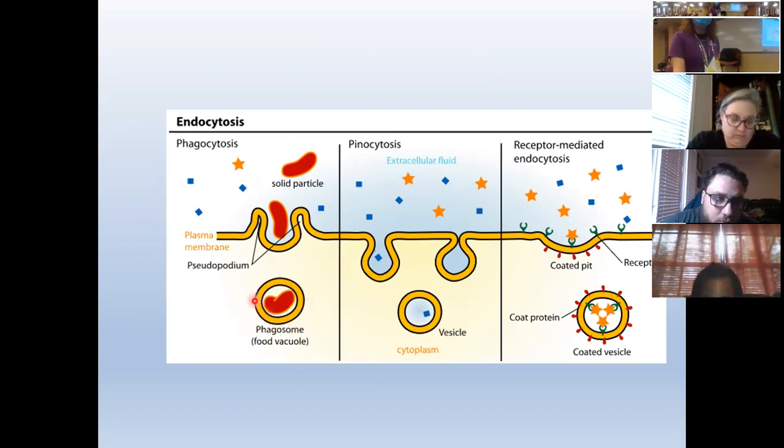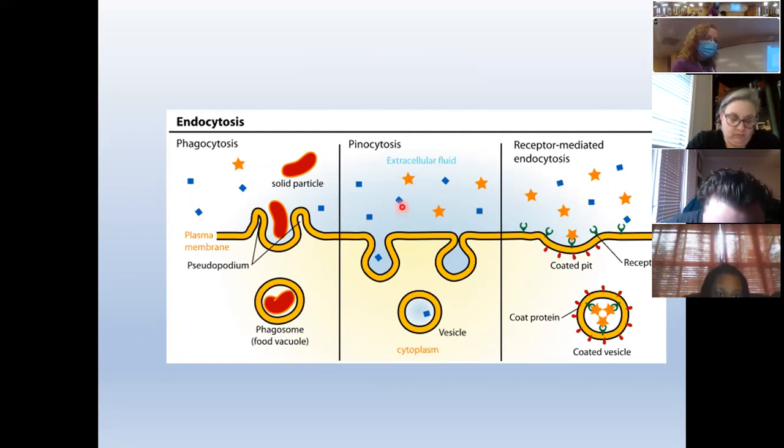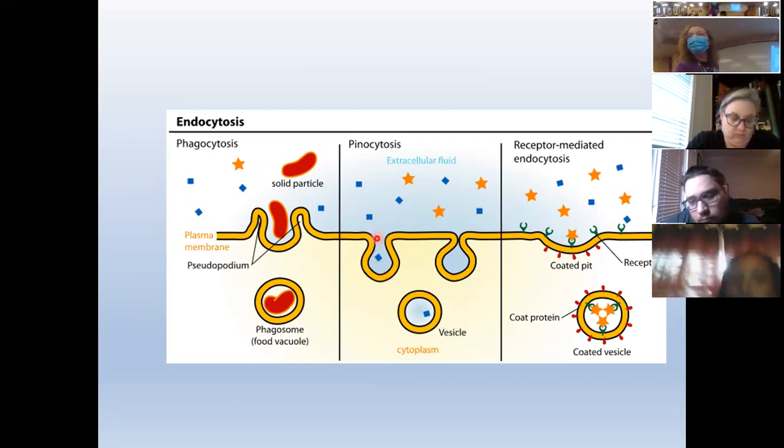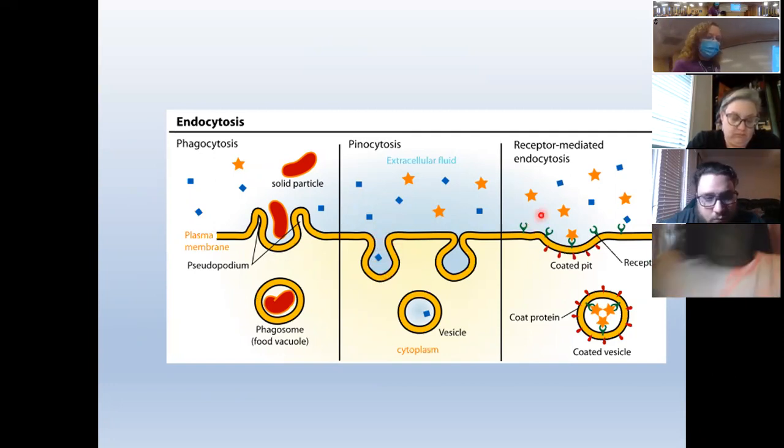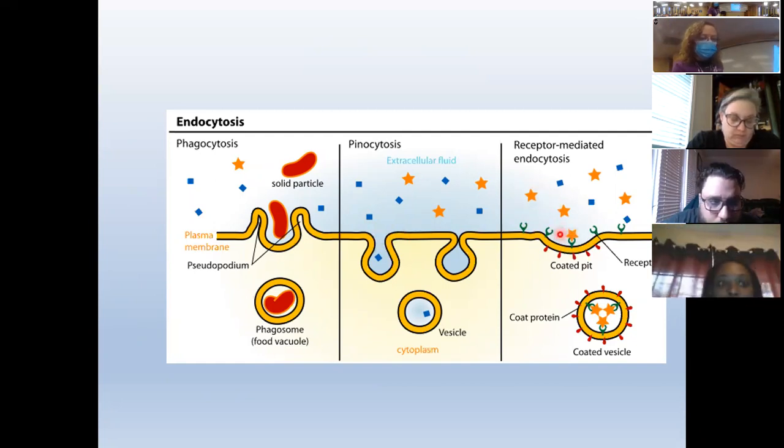This is just for transport. For this, all we need to know is separate engulfing into the cell. Here are the little squares or diamonds, depending on how you're looking at it. This is just representing fluid, exact same method. Here we have our little stars. The stars are the only thing that are going to join with our receptors. Therefore, they are the only thing transported.